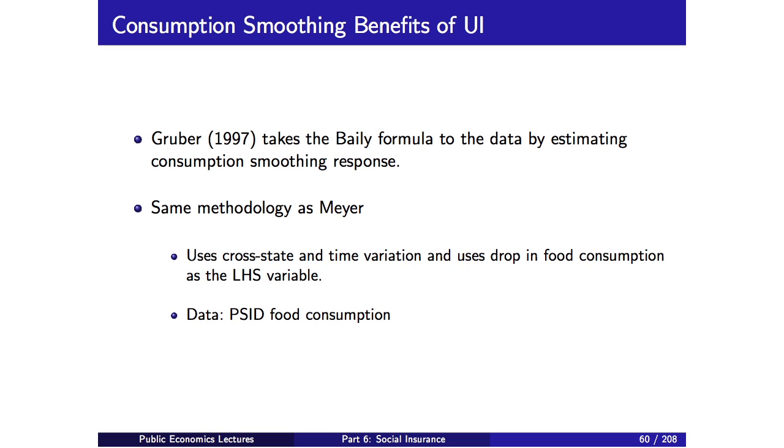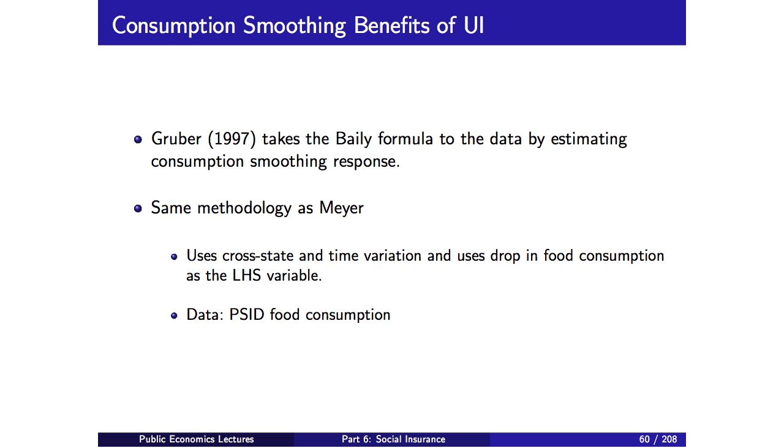So thinking about how to measure the left-hand side of the Baily formula. In a very nice paper in the AER in 1997, John Gruber takes the Baily formula to the data by estimating the consumption smoothing response. He uses essentially the same methodology as Bruce Meyer, that is cross-state and time variation in UI benefits, and uses the drop in food consumption as the left-hand side variable instead of the unemployment duration. Right? So you can see basically the same setup, put consumption drop on the left-hand side.